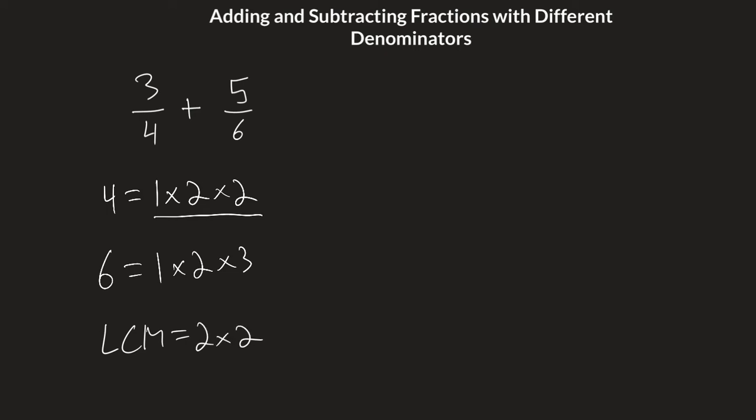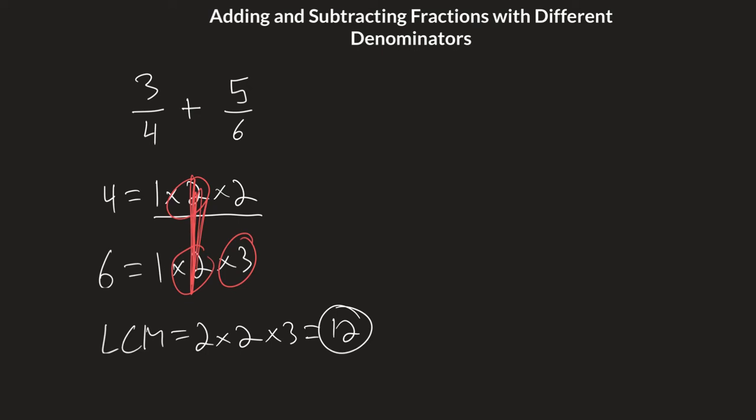Now if we look down here at the 6, we've already used a 2 here and a 2 here, so those cancel each other out. All we care about from the 6 is the 3. So we'll do times 3. 2 times 2 is 4, times 3 is 12, so our LCM is 12.